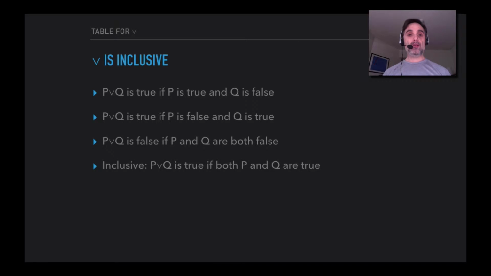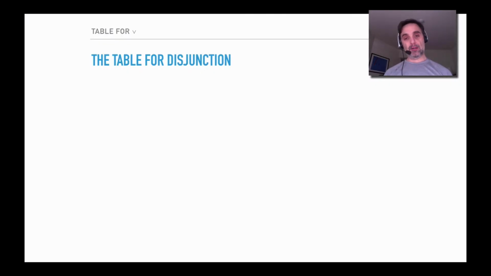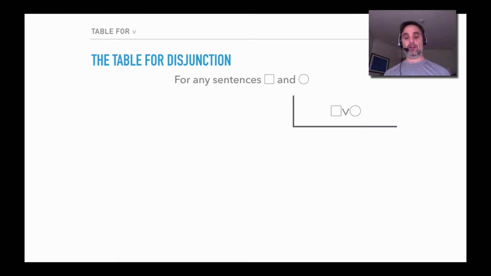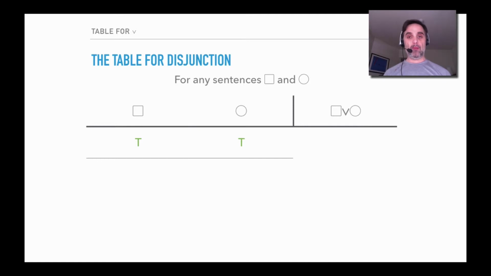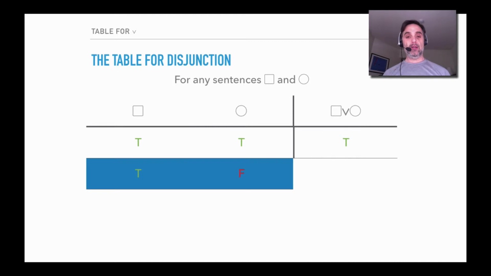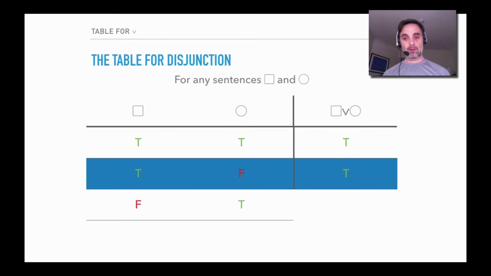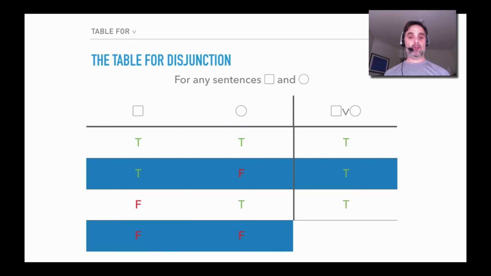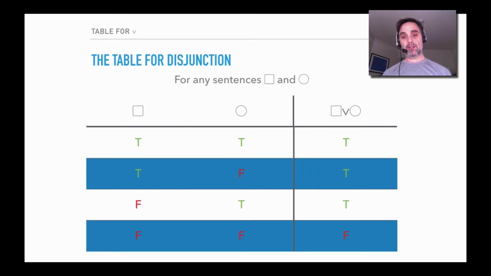So let's take a look at what that looks like in truth table format for any sentences, box and circle. If we're looking at the disjunction box or circle, then if both box and circle are true, then the whole disjunction is true. If box is true and circle is false, then the disjunction is true. If box is false and circle is true, then the disjunction is true. And finally, if they're both false, then the disjunction is false. So the disjunction is false only if both of its components are false. So in most kinds of situations, it's true.